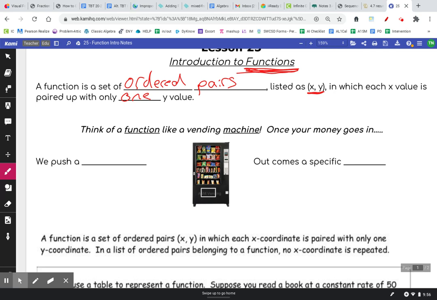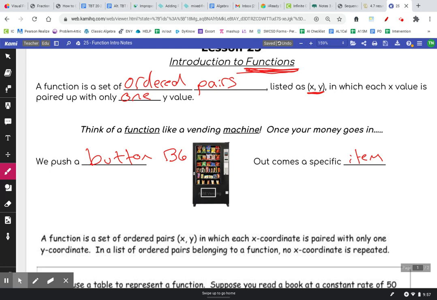Okay, we don't just stare at the machine. We push a button. For instance, we'll say B6. We push B6. Out comes a specific item, right? Candy, chips, a drink, something like that. Our expectation is that what comes out of that machine is the button that we push, right? We push a button based on the item that we want, and the item that we want comes out. That means that machine is functional. It is working. We pushed one button and out came the item that we wanted.